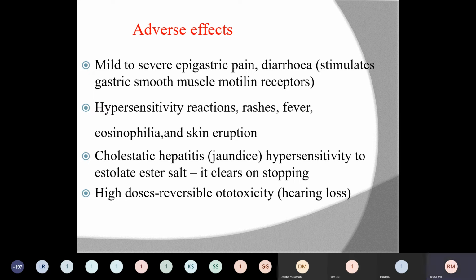Adverse effects. The most important and common adverse effect of erythromycin is diarrhea. The reason being it stimulates the motilin receptor in the GI tract, which increases the GI motility. So therefore, diarrhea is a very common complaint of macrolides. Erythromycin can cause hypersensitivity reaction where you can have fever, rashes, eosinophilia, and skin eruptions. Cholestatic jaundice can also be seen with erythromycin. High doses can cause reversible ototoxicity.